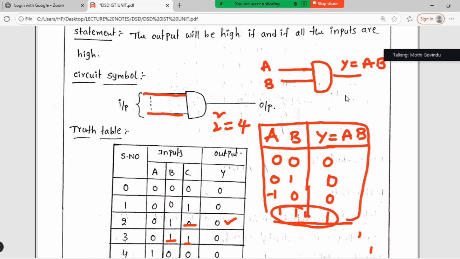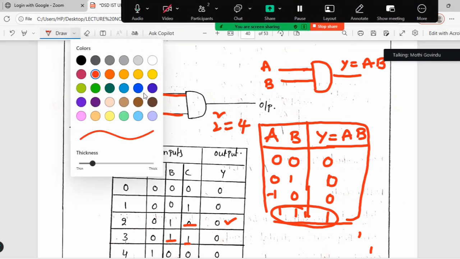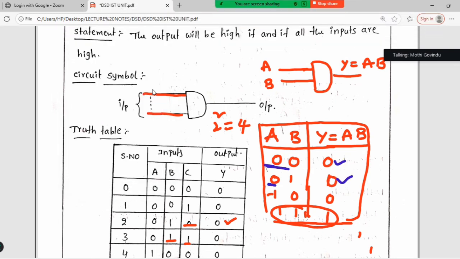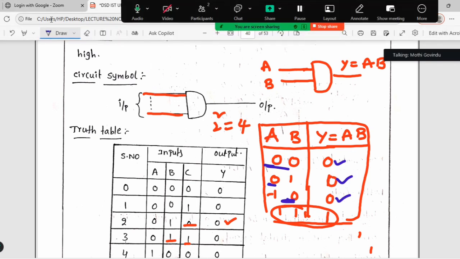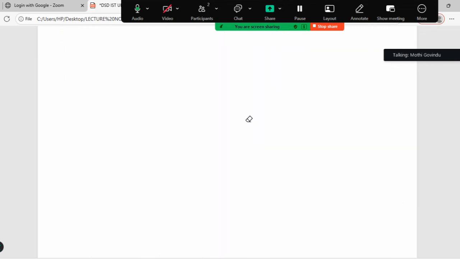In the remaining cases, if any one of the input is 0, output is 0. Here any one of the inputs is 0, that's why I got output 0. Here 1 0 is there, output I got 0. Here 1 0 is there, output I got 0. This is nothing but an AND gate. So the output is the product of the input signals.